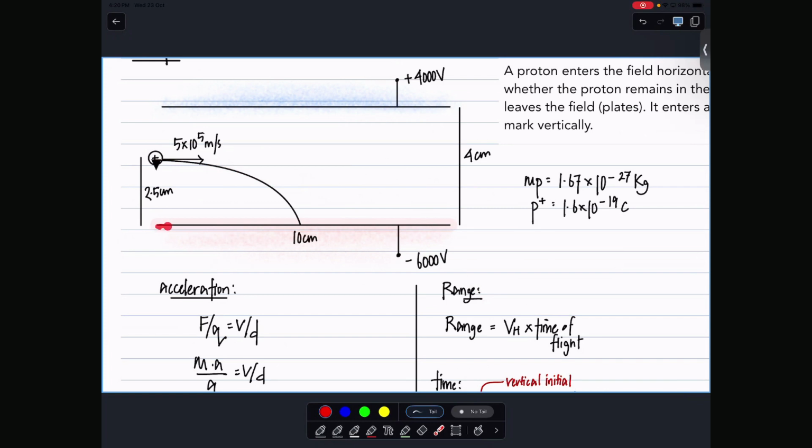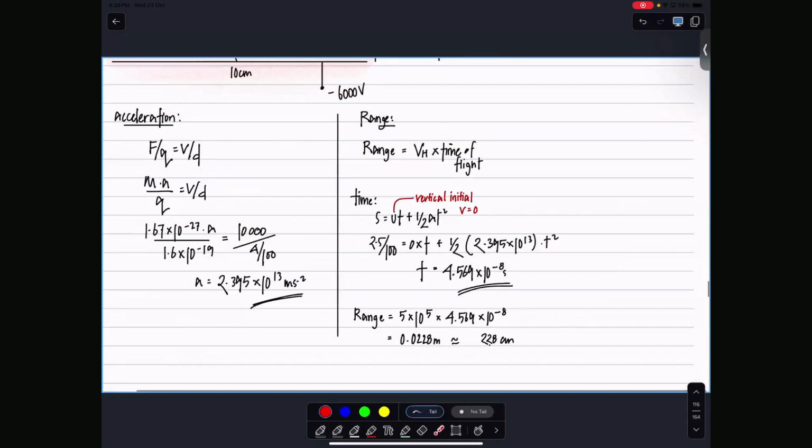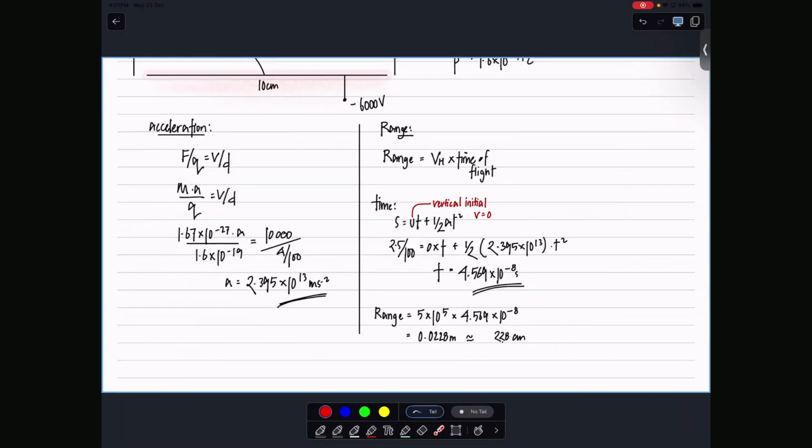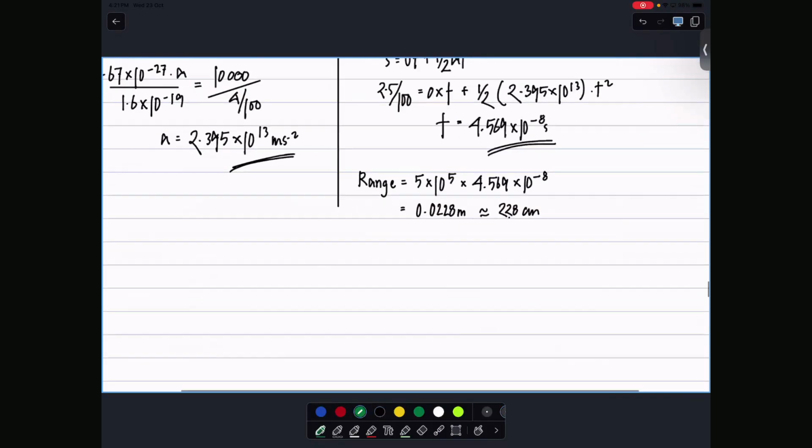It's a number you need to compare with. If your value for range is less than this, it stays inside. If your range is more than 10, it goes outside. So in this particular question, it does go outside, okay? That's very good. So that is it. This is the most complicated you can get. So the conclusion would be, since range is less than 10 centimeters, it stays inside.